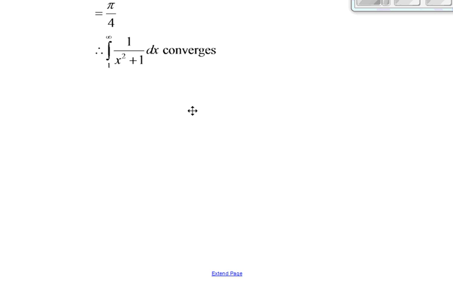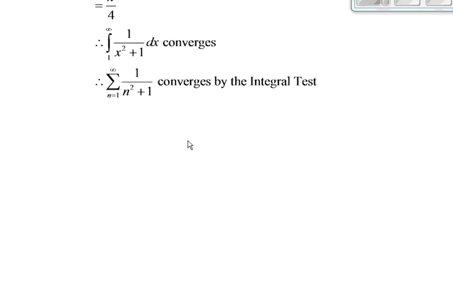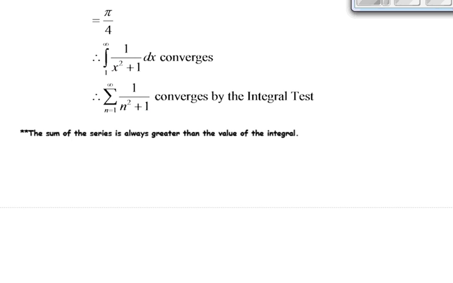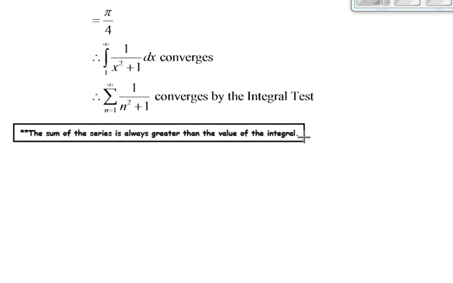However, the series is not equivalent to the integral. They are not equivalent. So the series, if we were to sum up the series, it will not equal pi over 4. That's important. We know that it converges since the integral converges, but it does not approach pi over 4. And in fact, as it says at the bottom of your notes there, the sum of the series is always greater than the value of the integral. Okay, so again, since the value of the integral is pi over 4, then we know the series converges, but it converges to a value that's greater than pi over 4.